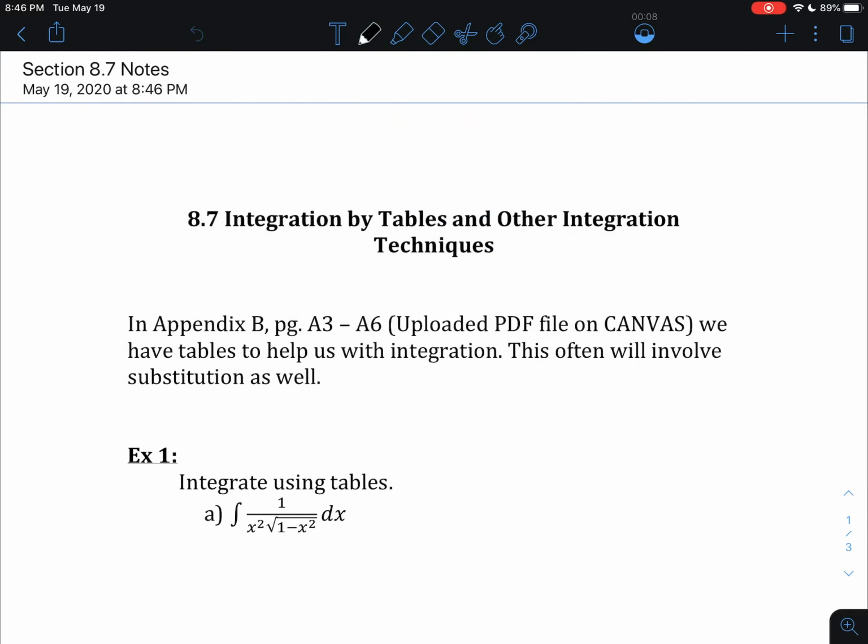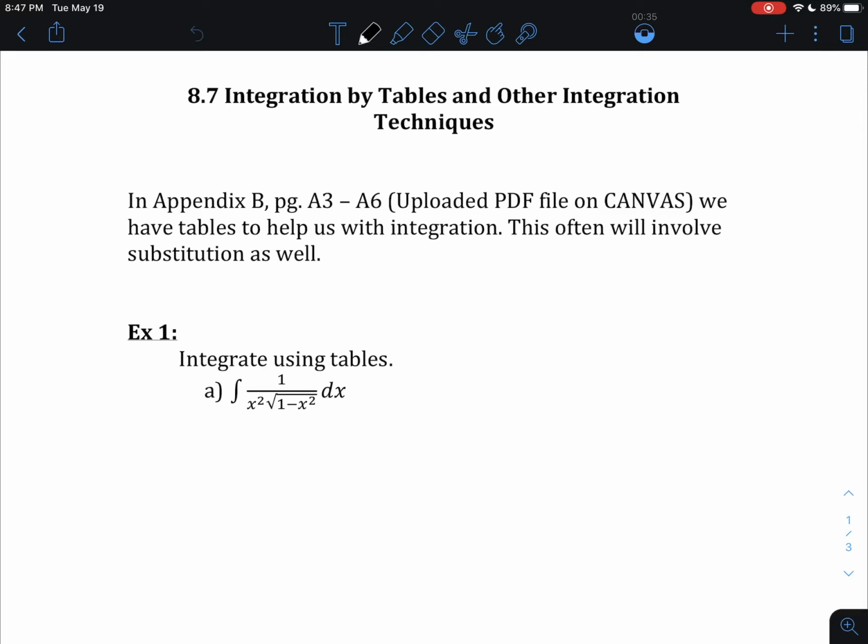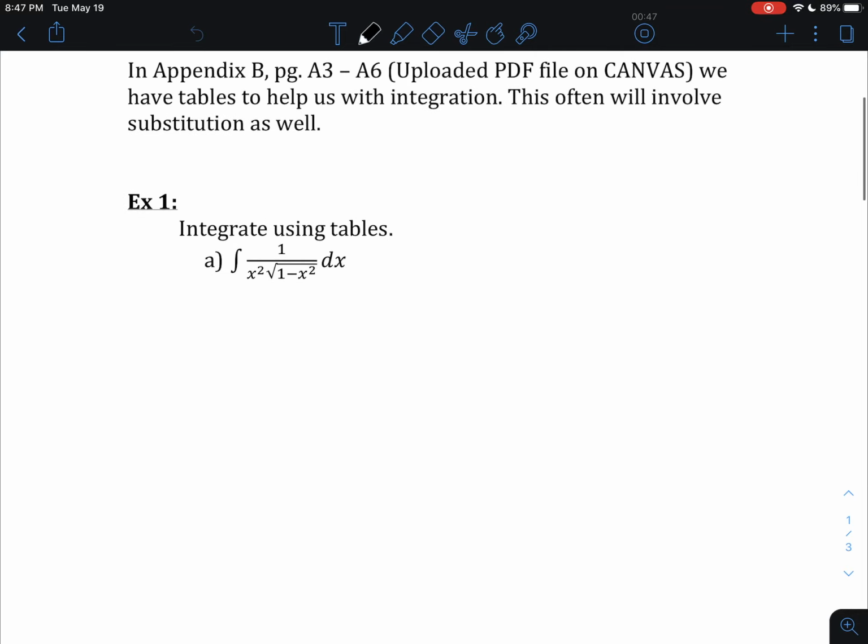Okay, so today we're going to do 8.7, integration by tables and other integration techniques. In Appendix B, pages A3 through A6, and I'm going to have uploaded the PDF file on Canvas, so you don't have to have the book. Make sure you have them handy because this is going to be very, very useful. We have these tables to help us with integration, and this will often involve substitution as well. This is a very short section because you just need all those formulas. So, integrate using the tables.